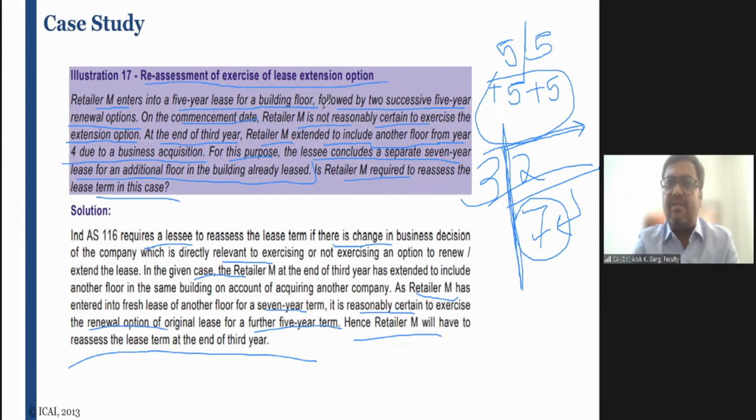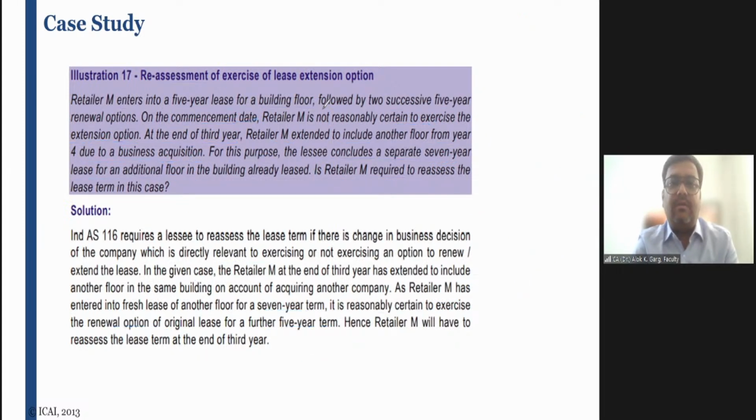I hope you have understood with the help of this example. Shruti, Abdul, Aksha, Rahul, Ridhima, please let me know if you have understood this. Have you understood the revision in lease term? Have you understood that the reassessment of the lease term is required on a continuous basis?